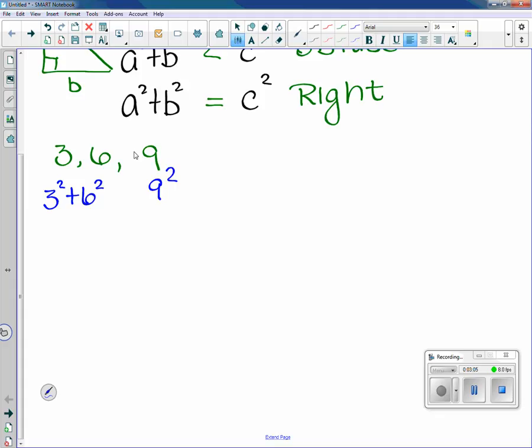In your calculator, please put 3 squared plus 6 squared in your calculator. Come on. We don't have time to play. We have time to do this.